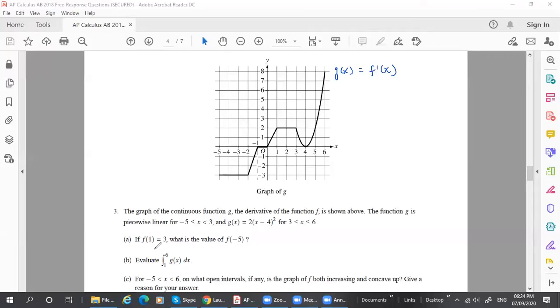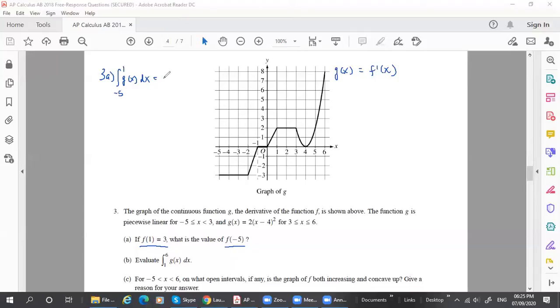You are given that for part A, f(1) equals 3, and we need to find the value of f(-5). Now for this case, you know that f(x) is the antiderivative of g(x). So for part A here, since f(x) is the antiderivative of g(x), we can integrate g(x) with respect to x from -5 to 1.